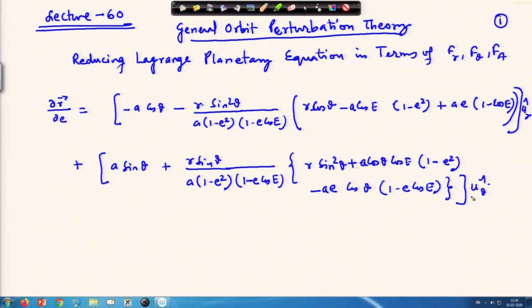Now, whatever terms can be dropped out, we will cancel. Here we have 1 minus e cos e, and in this place we have 1 minus e cos e. Dropping any term will cause a lot of problems. So, if you look at the next step, I will write it for clarity in the next step.